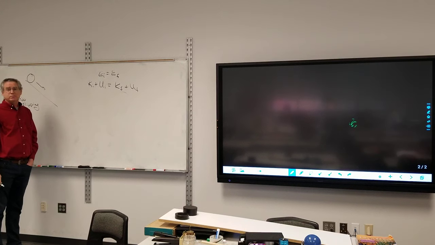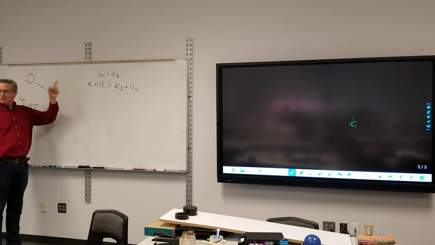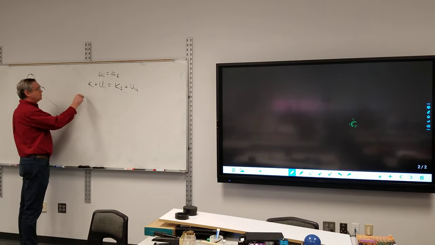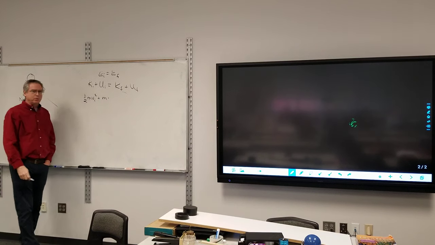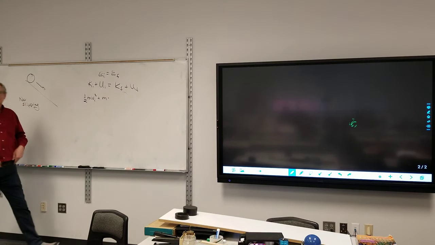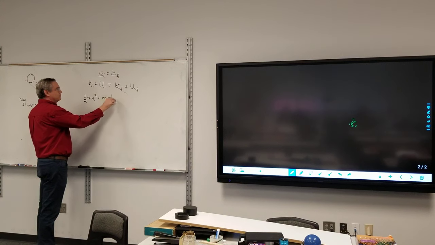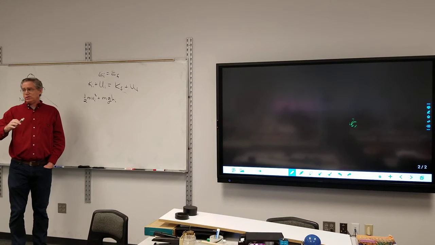What's the formula for kinetic energy? 1/2 mv². What's the formula for potential energy? The one associated with weight: mass times gravity times height.